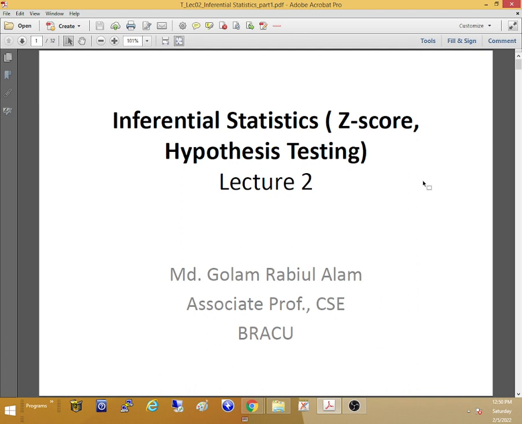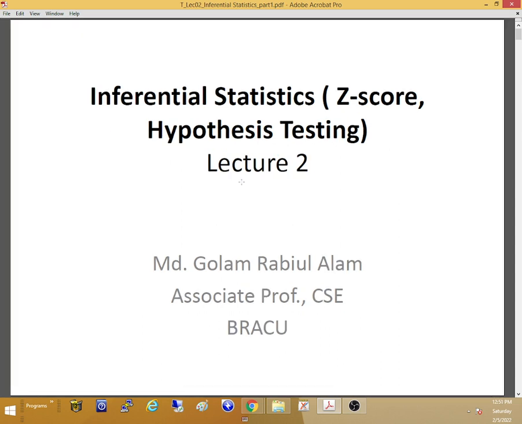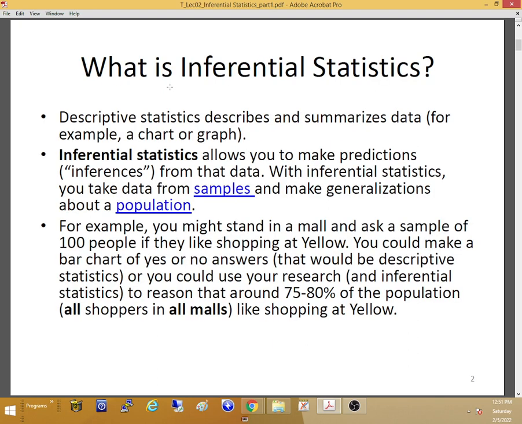And in this lecture specifically we will discuss some inferential statistics, the concept of Z score, standard scalar and hypothesis testing. So at first we will go through the inferential statistics and what it means, and also how it is different from the descriptive statistics. Okay, then what is the difference between the inferential statistics and the descriptive statistics?